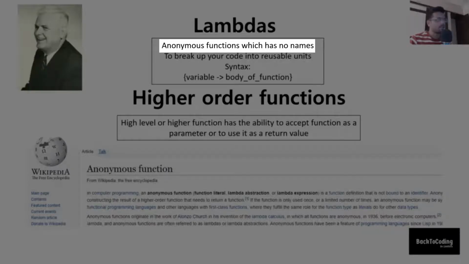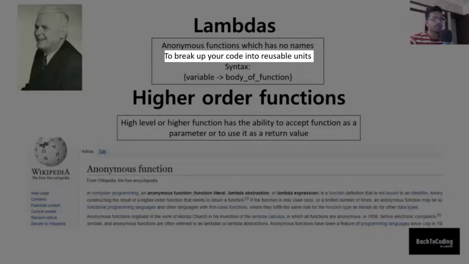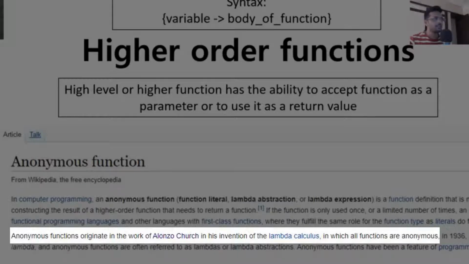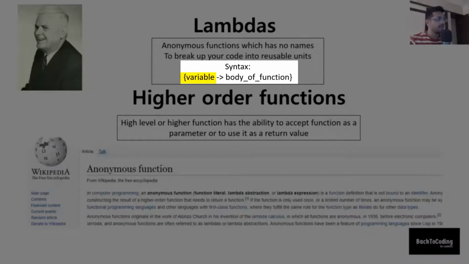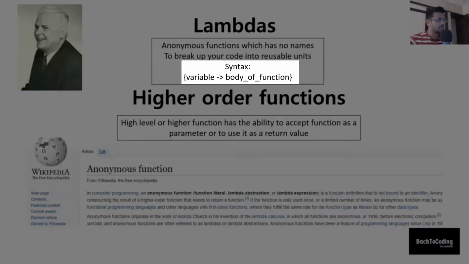Lambdas are anonymous functions, which are functions that have no names. Similar to functions which we have discussed in our earlier videos, you can use lambdas to break up your code into reusable units. According to Wikipedia, anonymous functions originate in the work of Alonzo Church in his invention of the lambda calculus, in which all functions are anonymous. Lambda is defined within curly braces and has variables and a function body, and both are separated by an arrow symbol. This is the syntax of lambda.